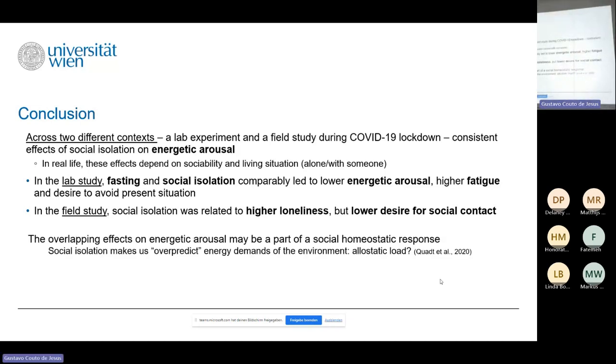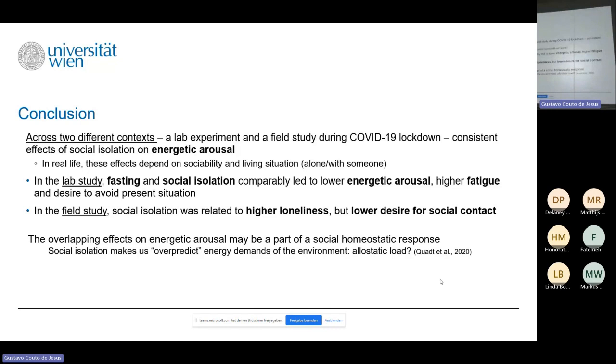So how can we interpret that? Well, we are trying to wrap our heads around it because we don't know what is happening. But what is possible is that energetic arousal is part of a social homeostatic response, or a general homeostatic response. So it's possible that when an organism is depleted of an element, food, water, or social contact, and it doesn't have access to it immediately, then it goes into an energy saving mode.